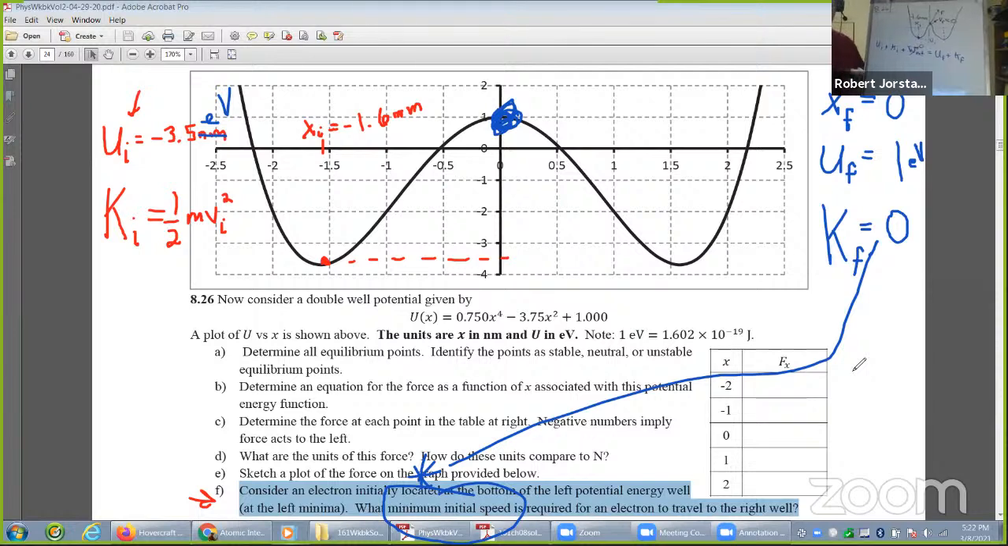Obviously, any speed greater than this would also make it over the top, but you'd have significant non-zero speed at the top.